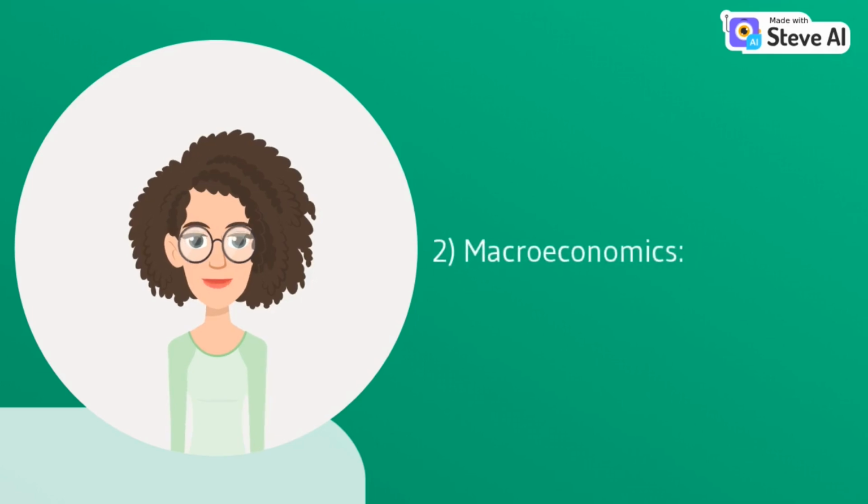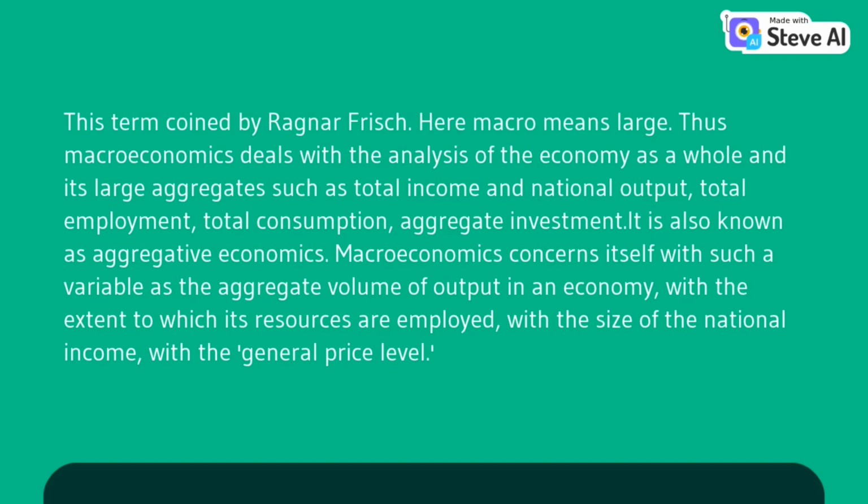2. Macroeconomics. This term was coined by Ragnar Frisch. Here macro means large. Thus, macroeconomics deals with the analysis of the economy as a whole and its large aggregates, such as total income and national output, total employment, total consumption, aggregate investment. It is also known as aggregative economics. Macroeconomics concerns itself with such variables as the aggregate volume of output in an economy, the extent to which its resources are employed, the size of the national income, and the general price level.